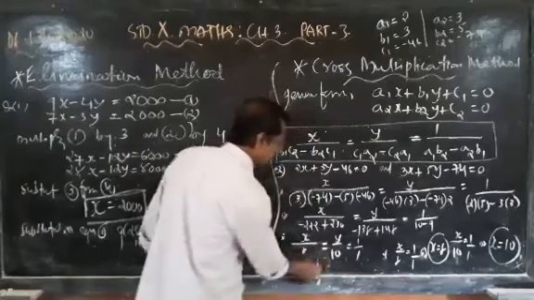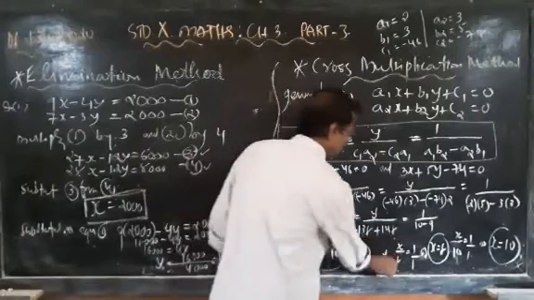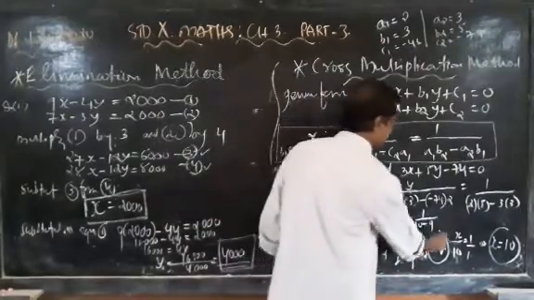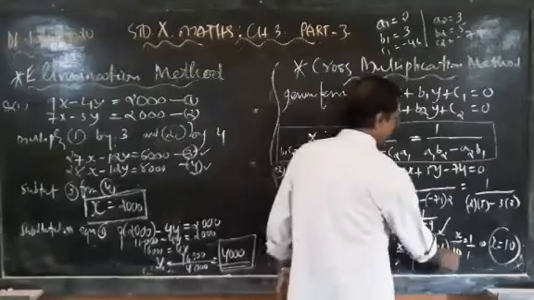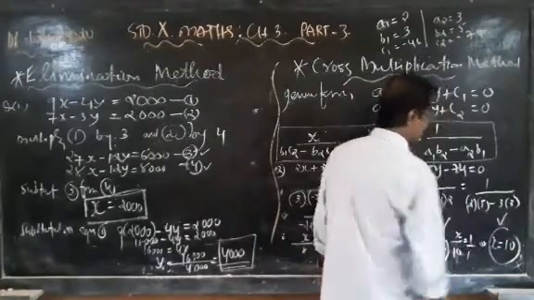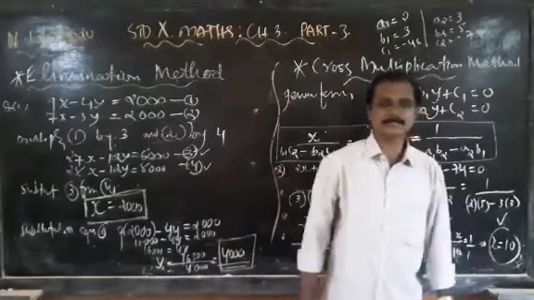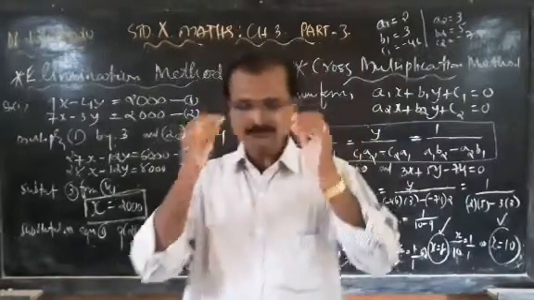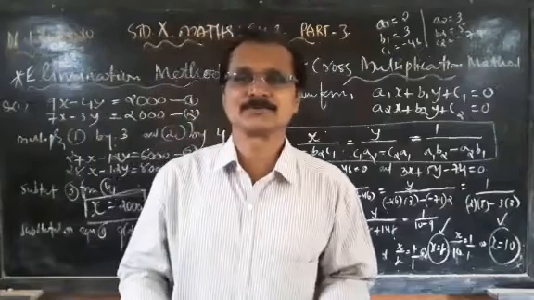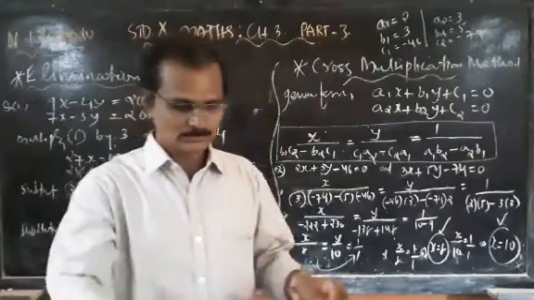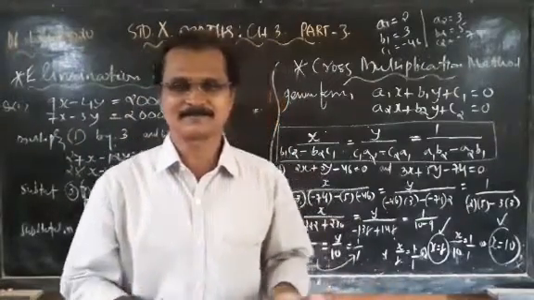So now you compare these. If x upon 8 equal to 1 by 1, then x equal to 8. Then y upon 10 equal to 1 by 1, then y equal to 10. So the values x equal to 8 and y equal to 10 are the solution of the equations. Okay. So this is the cross multiplication method.